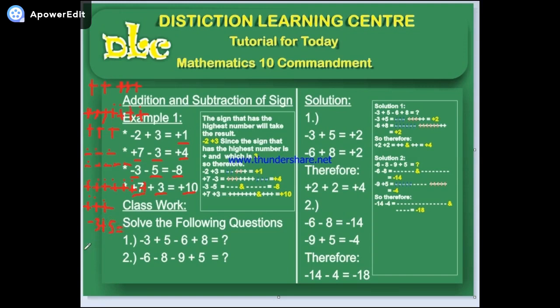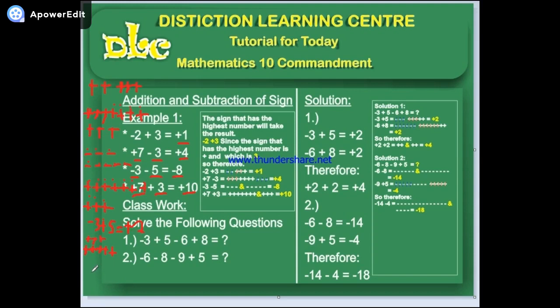That means you are going to first draw 3 minus: 1, 2, 3, and 5 plus: 1, 2, 3, 4, and 5. So let the 3 minus cancel 3 plus. That is 1, 2, 3. So what will now remain? It will remain plus 2. So that means minus 3 plus 5 is equal to plus 2.